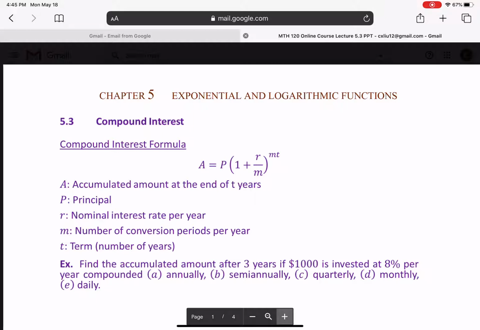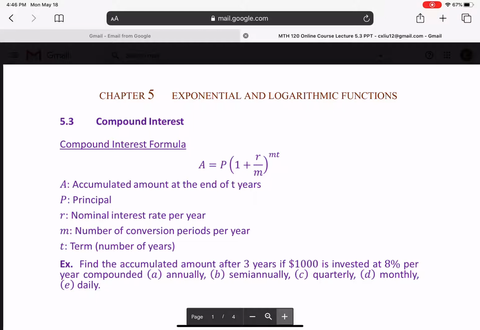M is the number of conversion periods per year. That's the number of times the interest is calculated per year. T is the term, or number of years. This formula essentially tells us that the interest itself creates interest.